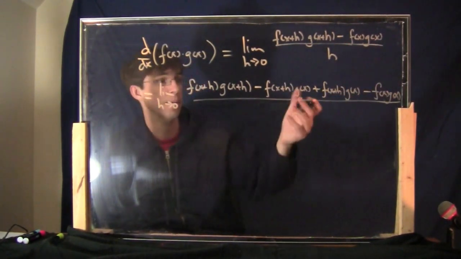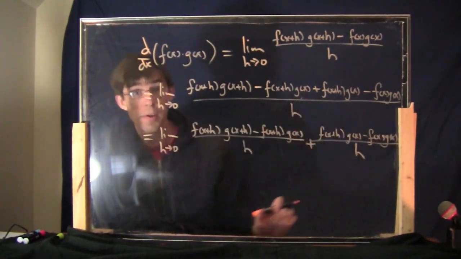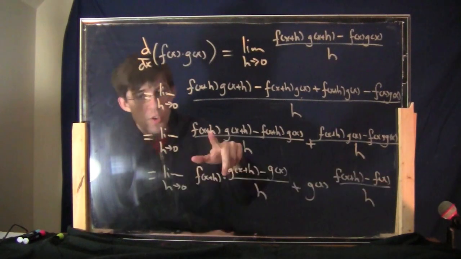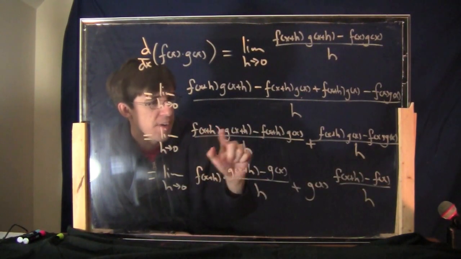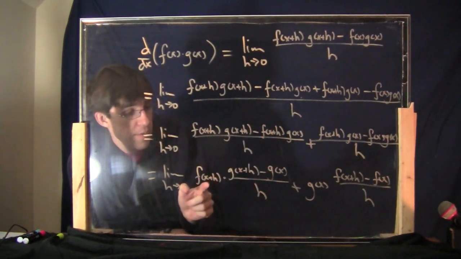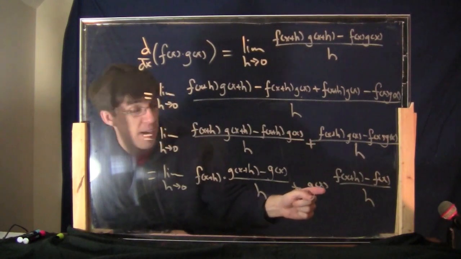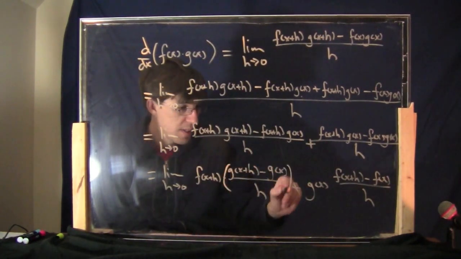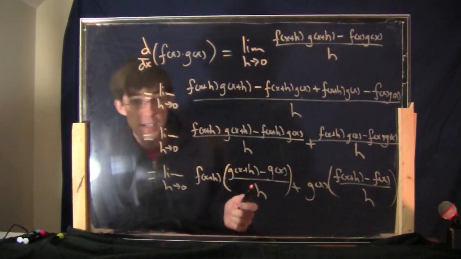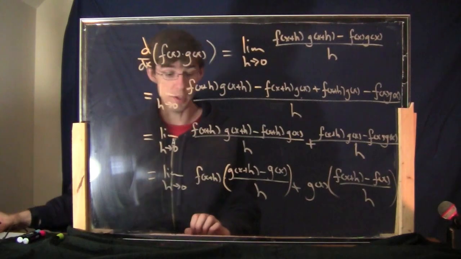Why do you do that? It's so you can separate the fraction into two parts. And then you can factor out of both of these fractions. In this one, both terms on the top have an f of x plus h, so you can factor that out to the front. And over here, both of these have a g of x, so you can factor that out to the front. And what are you left with? Check these guys out. Does that look like anything to you? I think it does. I think you know what it looks like.